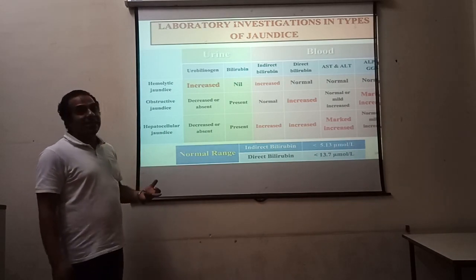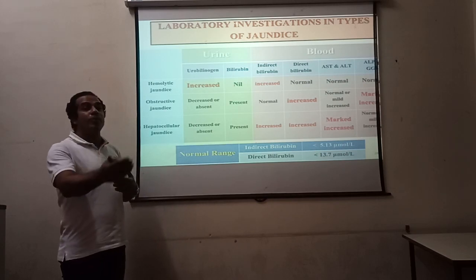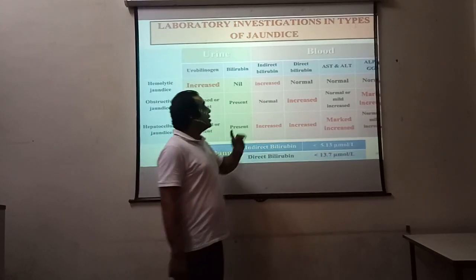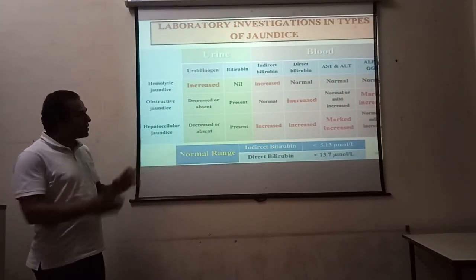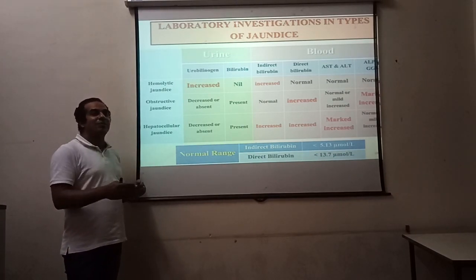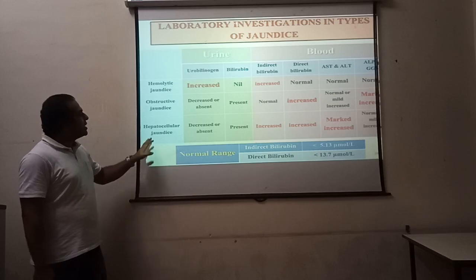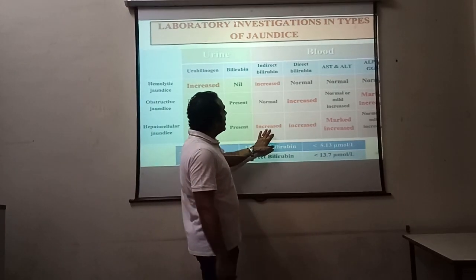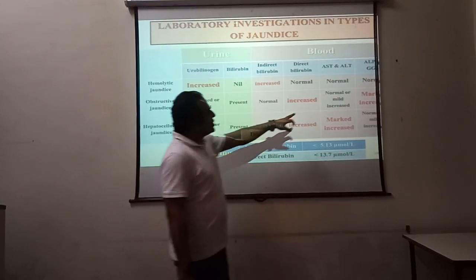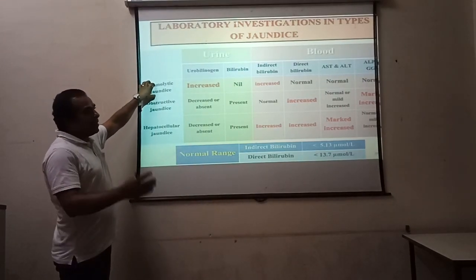Why has it been increased? Because the conjugated one is not able to cross or go beyond the obstruction and get released into the small intestine. Whereas the indirect or the unconjugated still remains normal, because the frequency with which the RBCs are broken or the heme is produced still remains normal. Then comes the hepatocellular jaundice in which both of them, that is the indirect and the direct, will be found increased.